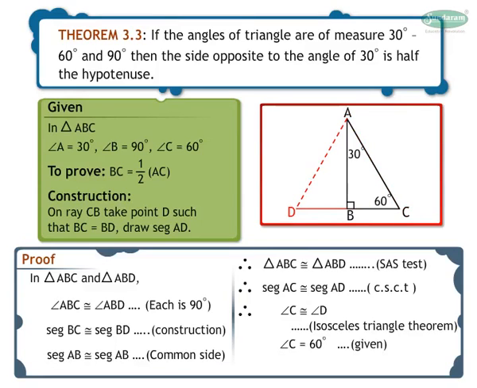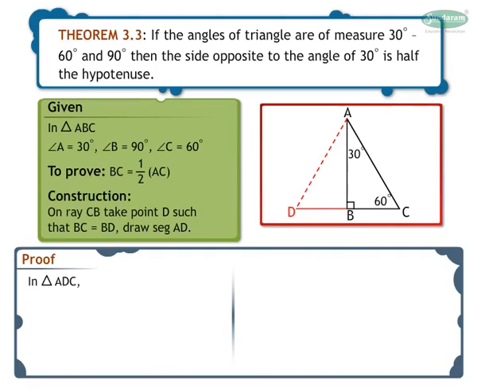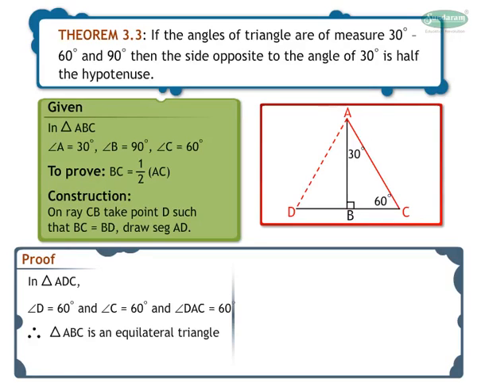It is also given that angle C is equal to 60 degrees. Therefore, angle D is equal to 60 degrees. Now, in triangle ADC, we have angle D is 60 degrees and angle C is 60 degrees and angle DAC is equal to 60 degrees. Therefore, triangle ADC is an equilateral triangle.